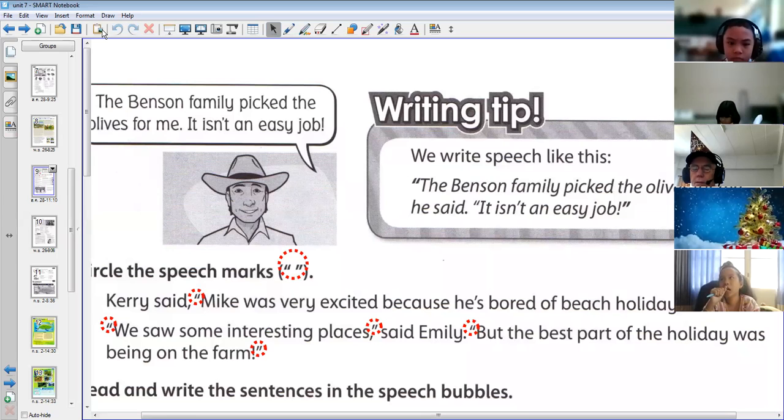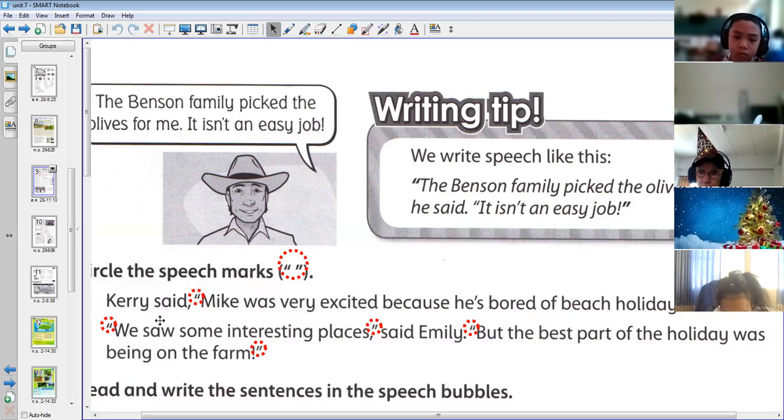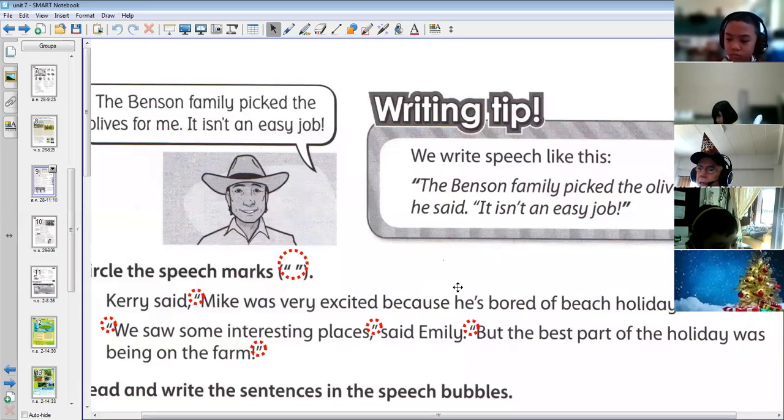Now, when you're reading a story or a book, I know you don't read aloud, you usually just read in your mind. But when you read with speech marks, you try to imagine the person talking. So you read like they are talking, okay? So you would not read, Kerry said Mike was very excited. No, you say, Kerry said, and then you stop there. Kerry said, Mike was very excited because he's bored of beach holidays. All right, you separate.